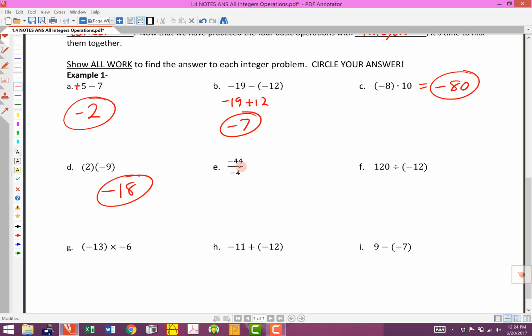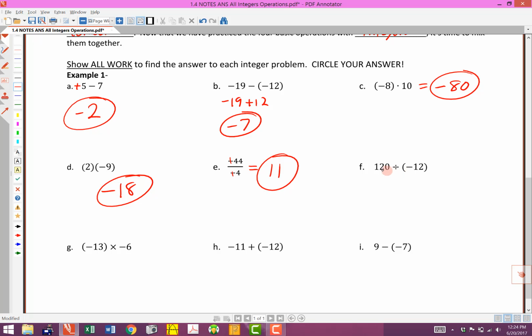Here we've got a division bar right here. This is the way we'll normally represent division. We don't use this symbol very often, but we will see that occasionally. So we've got a negative divided by a negative. The answer there is going to be positive, or in other words, those cancel out to be a positive. And we've got 44 divided by 4, so that's going to be 11. So positive 11 is the answer on that one.